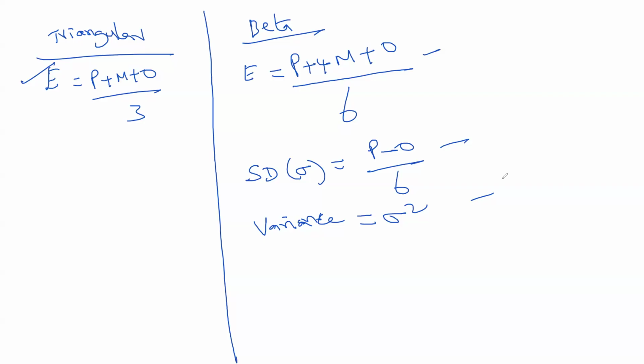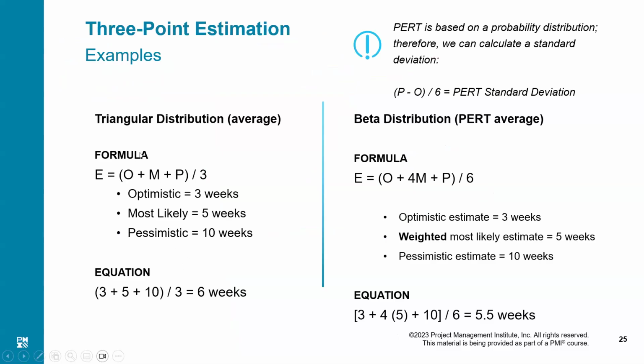So that is part of data analysis we discussed earlier. When you're analyzing the data, if you see there's an outlier, ignore outliers. Okay? That's about the 3-point estimates. If I go back to the slides, this is triangular distribution, only the expected value formula. Beta distribution, we have expected value with weighted average, and standard deviation, P minus O by 6. By the way, beta distribution is also known as PERT, Program Evaluation Review Technique.